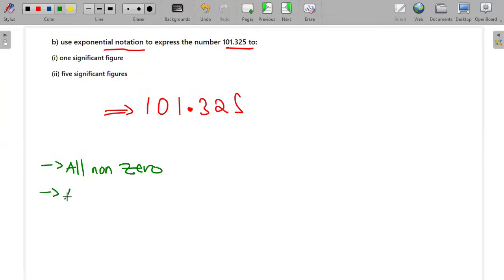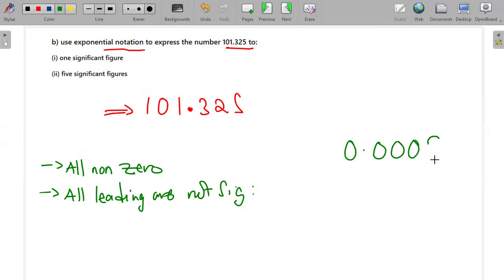And then we can talk about the leading zeros. All leading zeros are not significant. What do we mean by leading zeros? These are the zeros that are in front of non-zero digits. For example, if I write 0.0005, these zeros here are in front of the 5, which is a non-zero digit. So these leading zeros are never significant, in any situation.